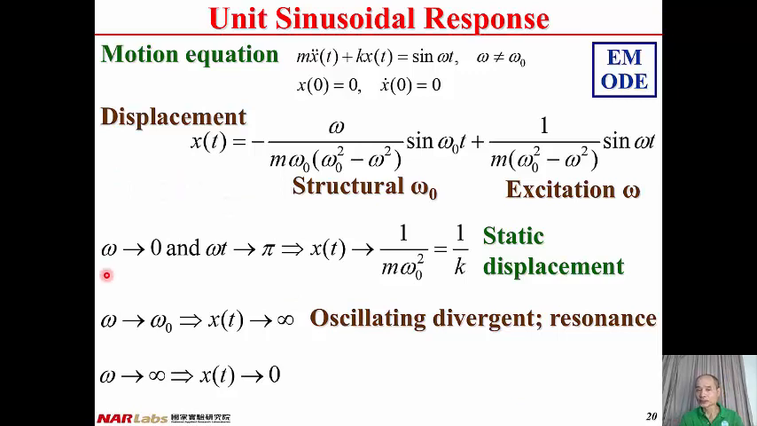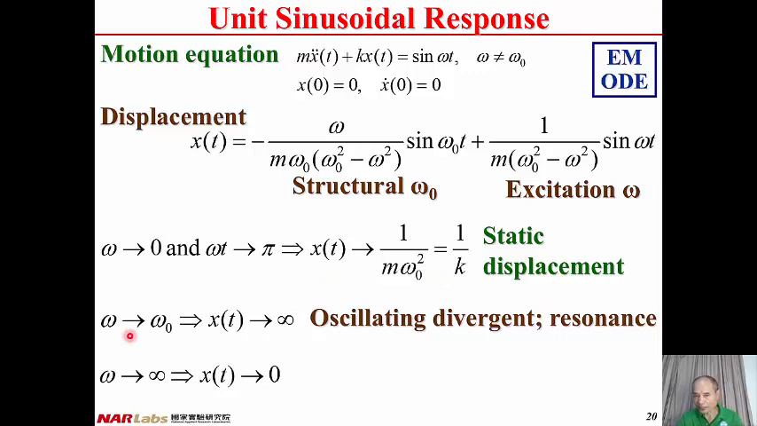When omega tends to 0, the first amplitude disappears. The amplitude for the excitation frequency is equal to 1 divided by m omega 0 square, equal to 1 divided by k, and is called the static displacement. When omega tends to 0, the excitation frequency is very, very low. Therefore the force is applied very slowly to the structure, and the displacement amplitude equals the static displacement.